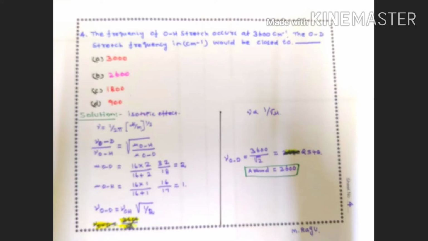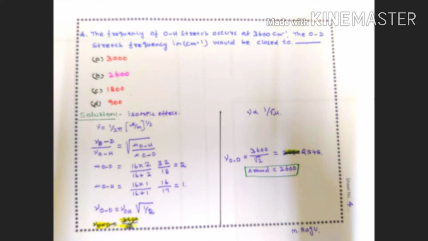Next, question number 4. The frequency of OH stretch occurs at 3600 centimeter minus 1. The oxygen deuterium stretch frequency in centimeter minus 1 would be close to dash. This question is based on vibration of a diatomic molecule. Solution: nu is equal to 1 by 2 pi root of k by mu, where nu means frequency, k is the force constant, and mu is the reduced mass.